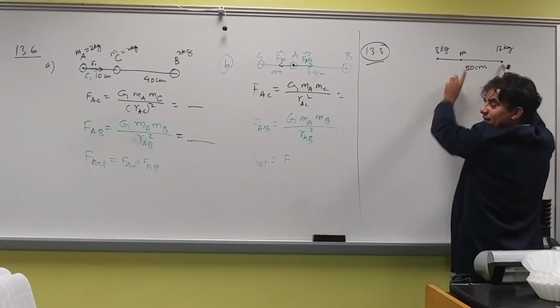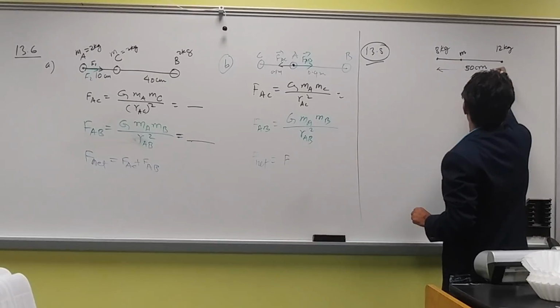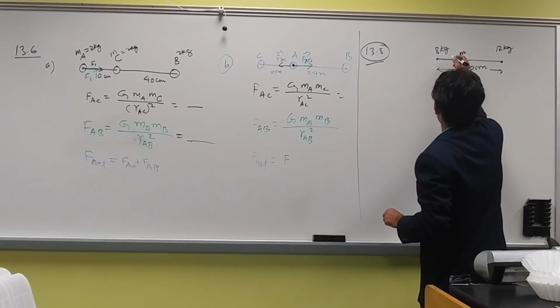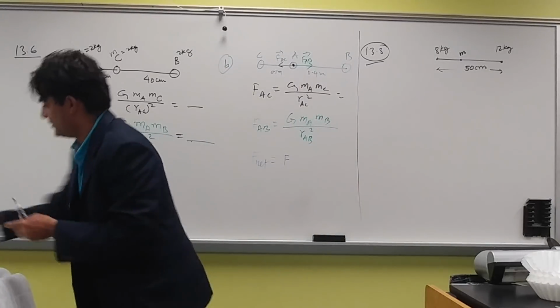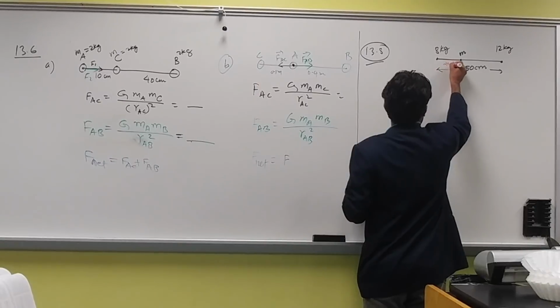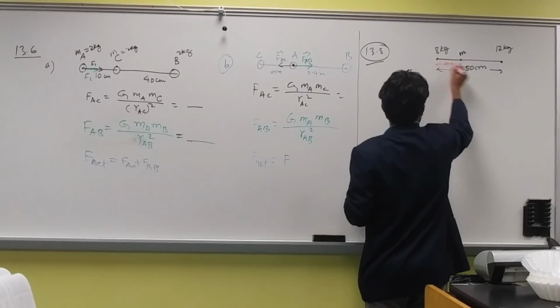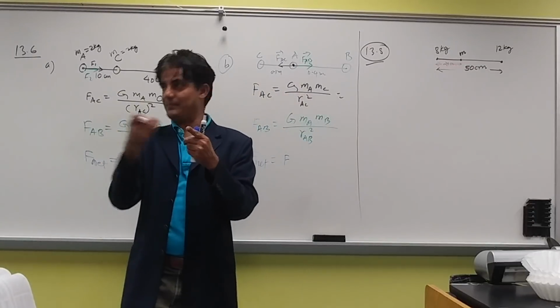What is the distance? Sorry. This 50 is from here to there. But this one is 20 centimeters. So that was my question. The question says this side is 20 centimeter from here to there. A particle of mass m is placed at 20 centimeter from the 8 kilogram mass.